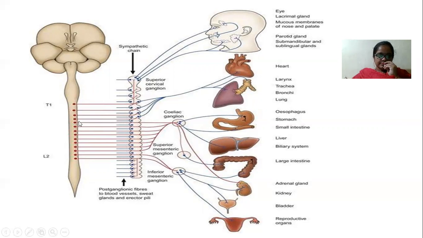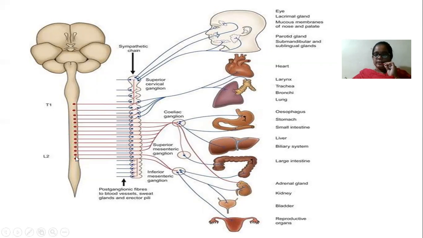The cell bodies of the preganglionic neurons extend from the gray matter of the spinal cord, especially in the thoracic region, from T1 to T12. There are 12 thoracic segments present. Then the lumbar region.